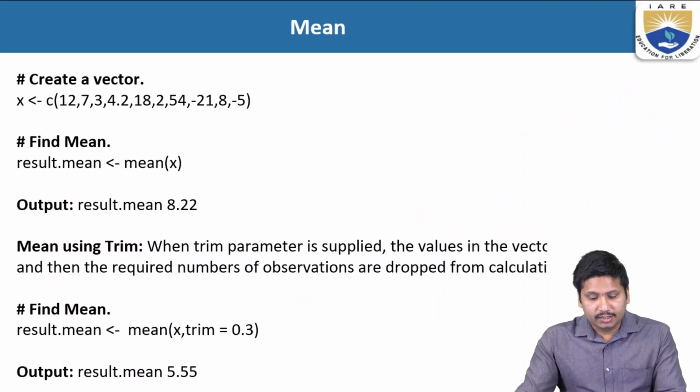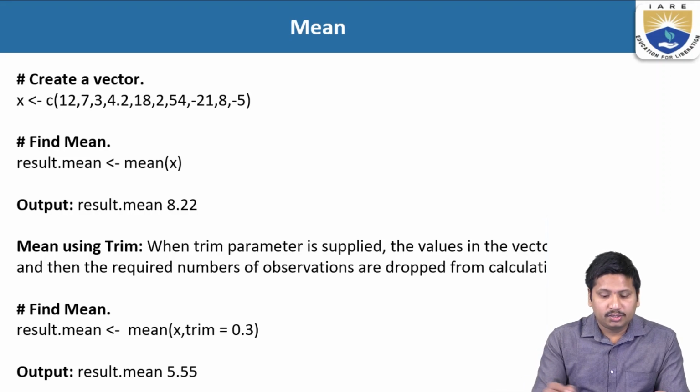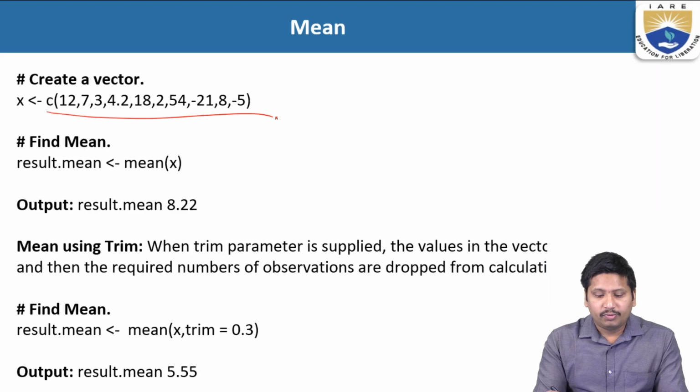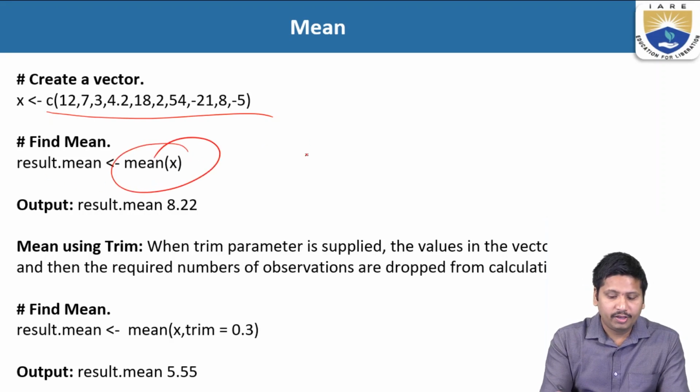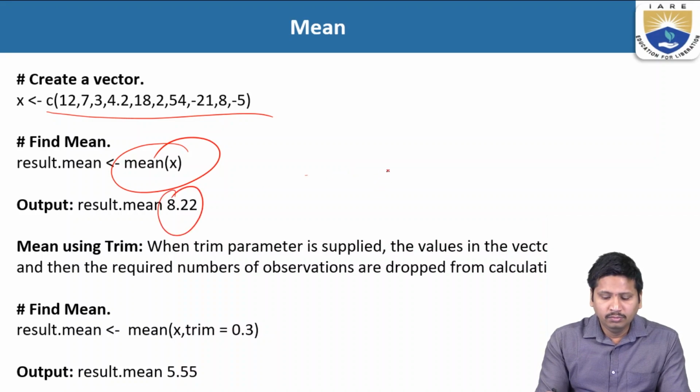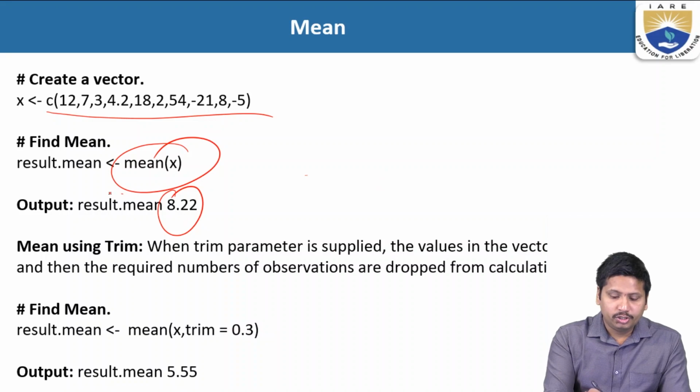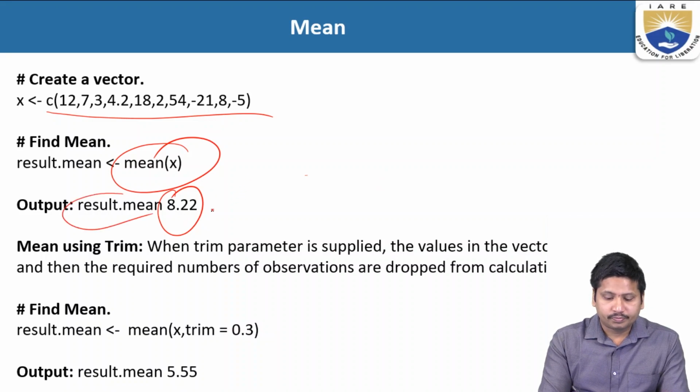So let's take an example for that. Create a vector, x is equal to a vector of some values. Finding the mean: result.mean is equal to mean of x. So the output should be 8.22. This should be the result of mean.